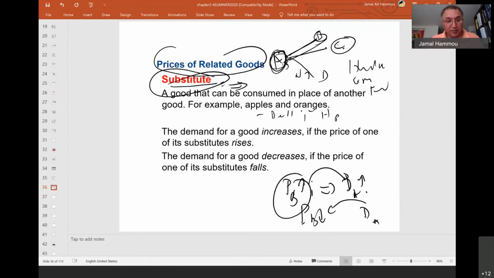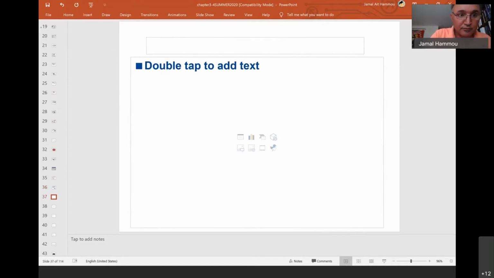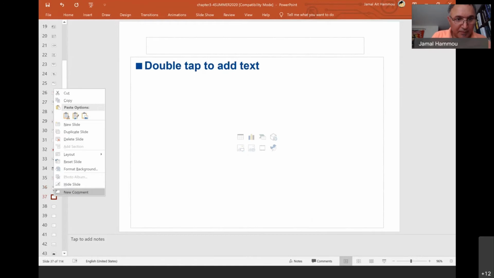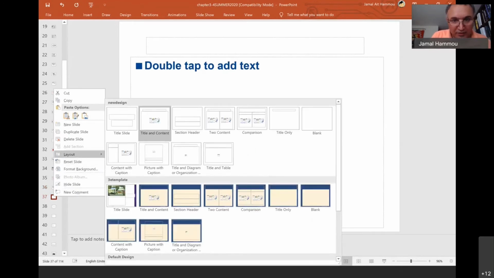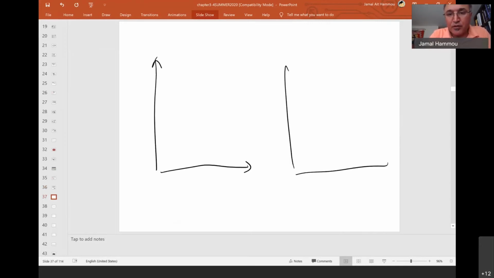Okay, so let me give you examples so you can understand how that works in real life. I'll give you two examples. Always when you're trying to understand these issues, it's better to come up with examples. So I'm talking about A and B being substitutes. So I will take cars, for example, as substitutes. I'm trying to understand the price of Ford and GM.